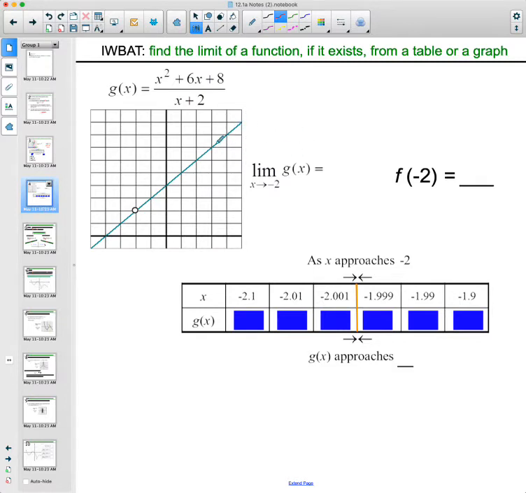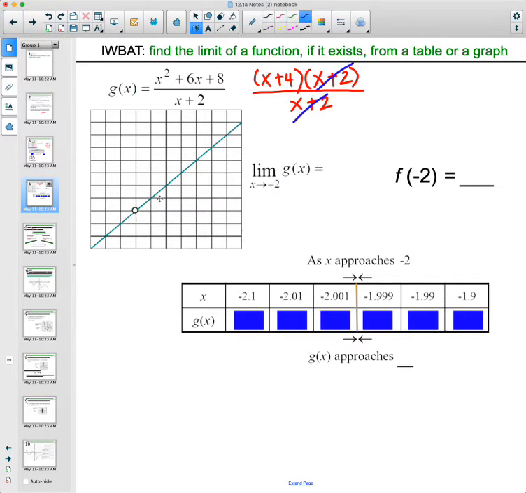So this one has a line with a hole. And what that hole means is that we had a factor cancel out here, which we'll get into later. But if we factored this top piece, it has an x plus 2 factor in it. Let me just do that. So factors of 8 that add to 6 are 4 and 2. So this top piece factors to x plus 4, x plus 2, and we have that x plus 2 on bottom. So what actually ends up happening here is those cancel.